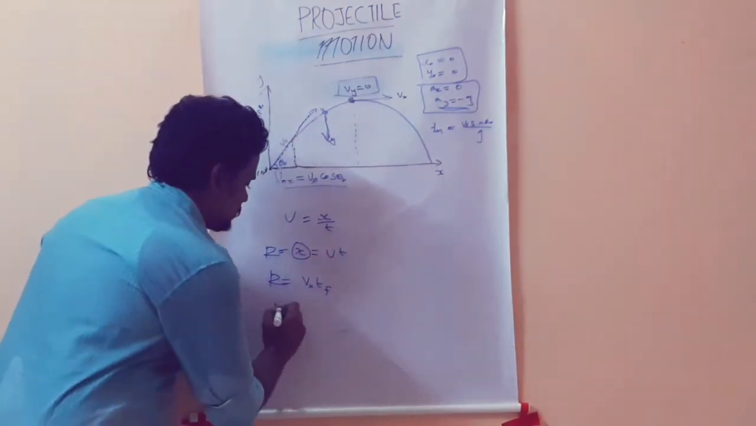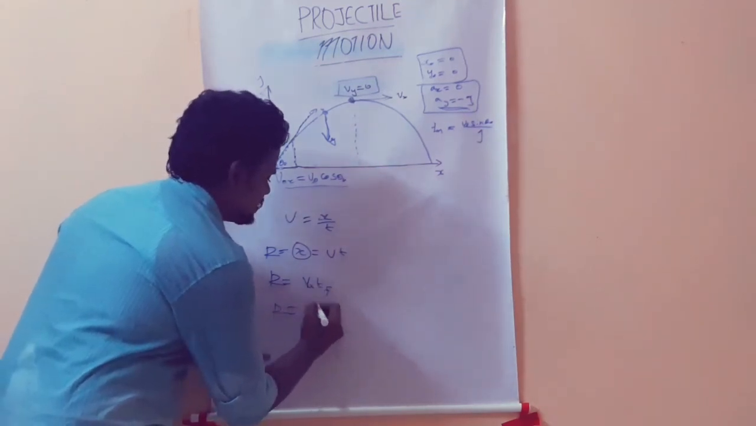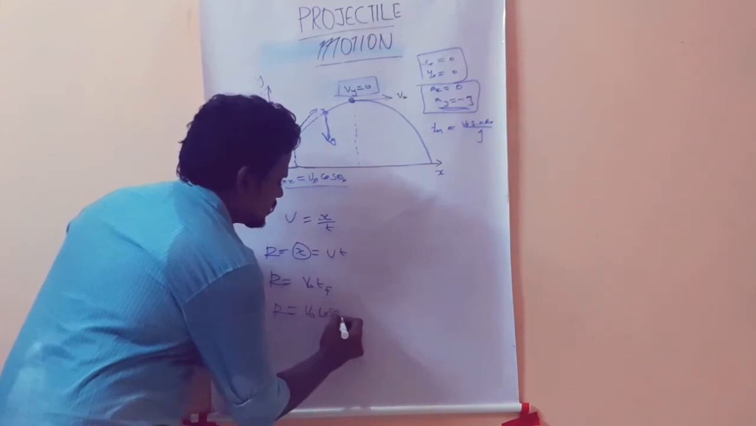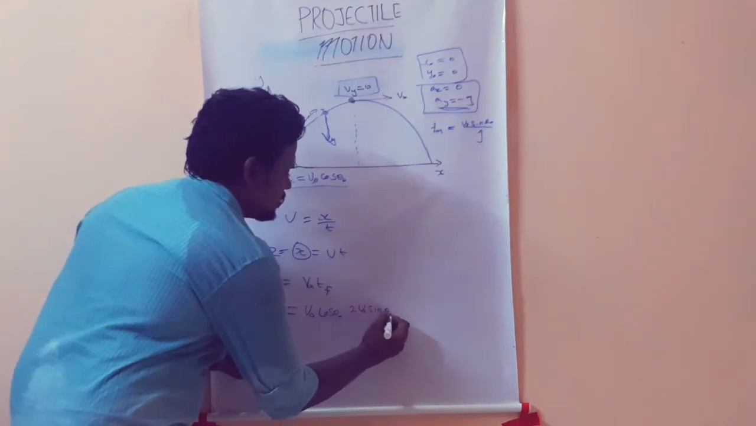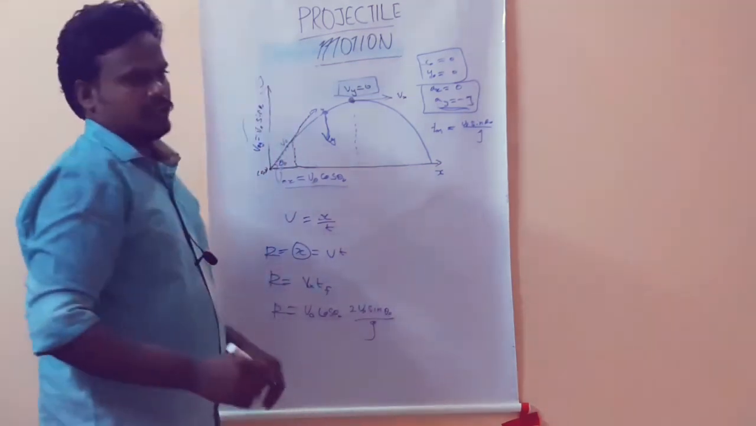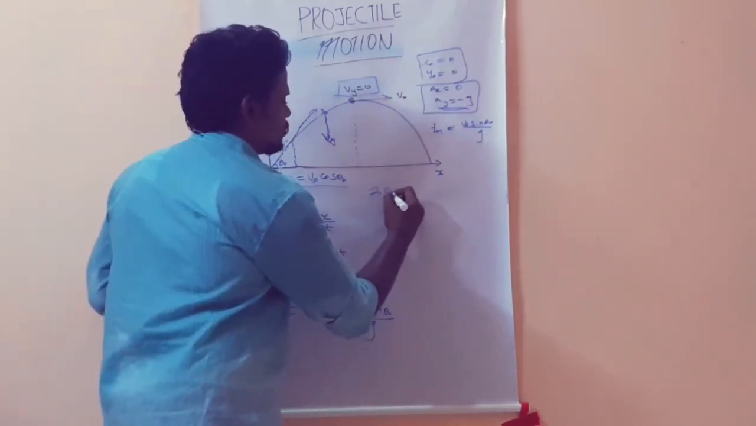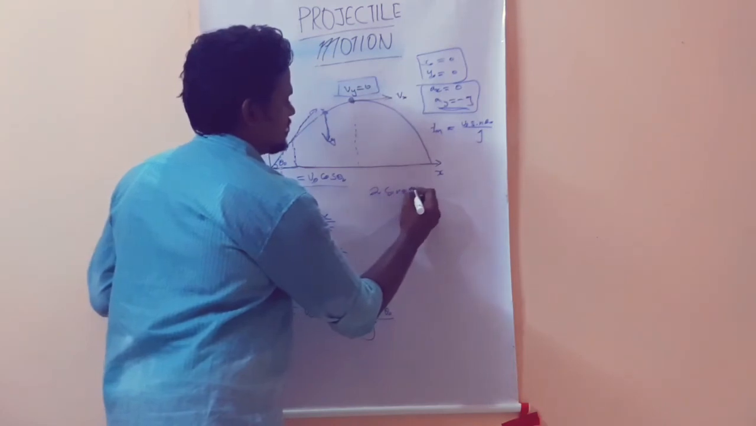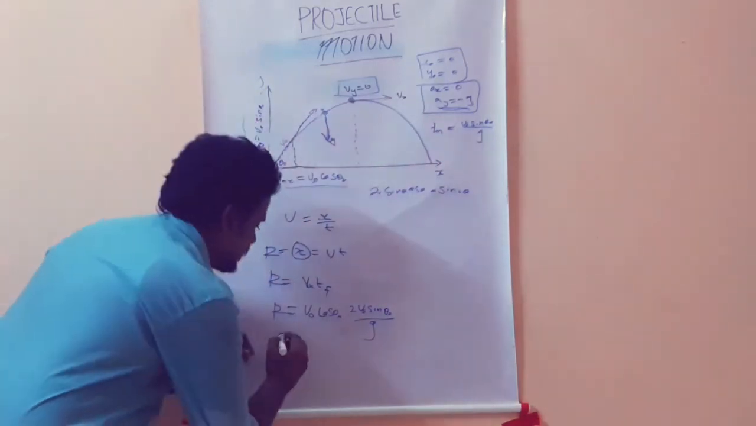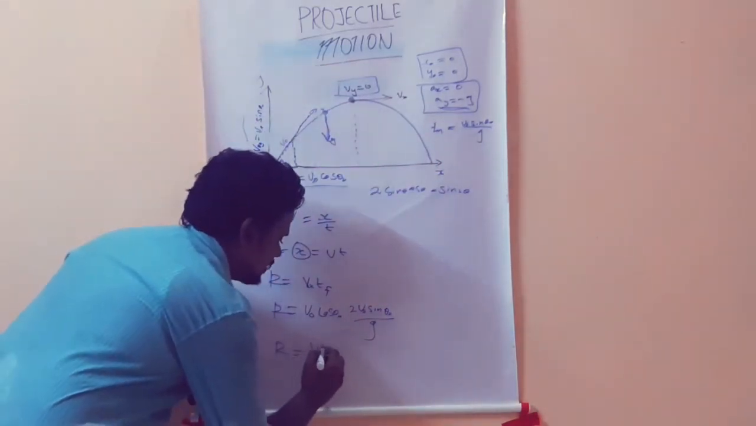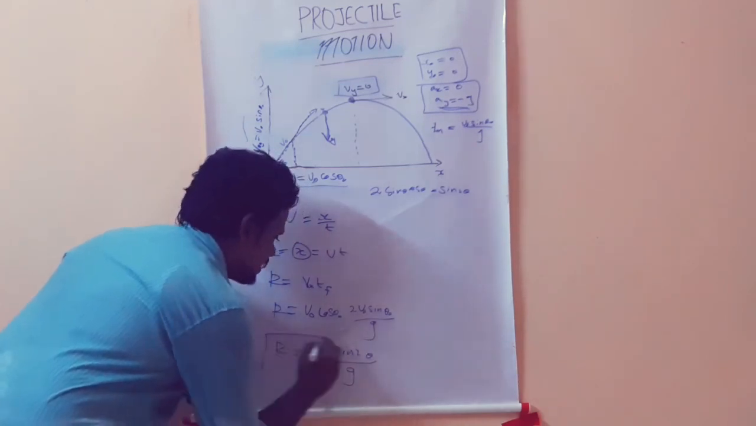So range of flight R equal to v naught cos theta naught into the time of flight, which is 2 times v naught sin theta naught divided by g. You have to know one trigonometry function to solve this: 2 sin theta cos theta equal to sin 2 theta. Substituting here, we will get R equal to v naught square sin 2 theta divided by g. So this is the range of flight.